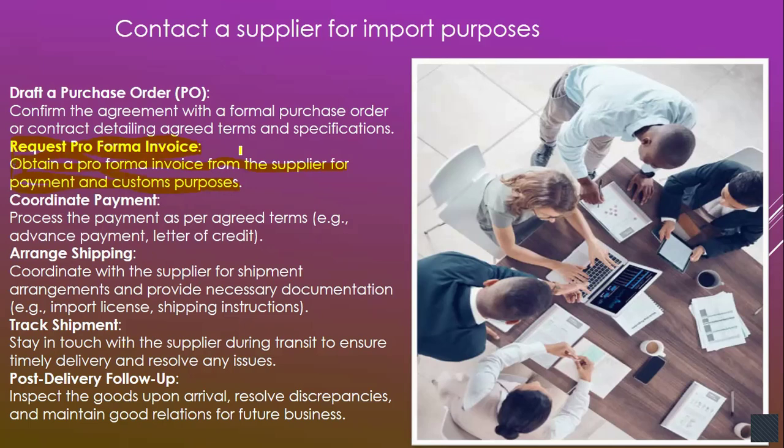After negotiation you can okay it for the next level. Then you can place the order. Confirm the agreement with a formal purchase order containing details, agreed terms, and specifications. While preparing the purchase order you need to check address details, product descriptions, product HSN, and product pricing as per the proforma invoice. You need to prepare these things.